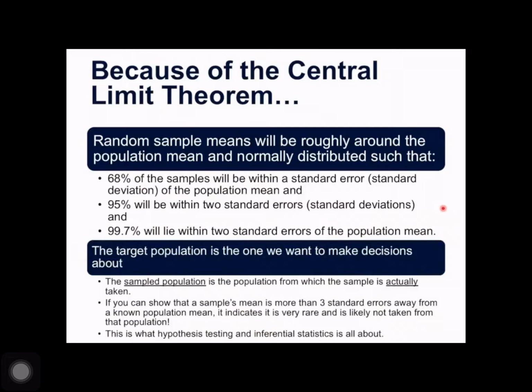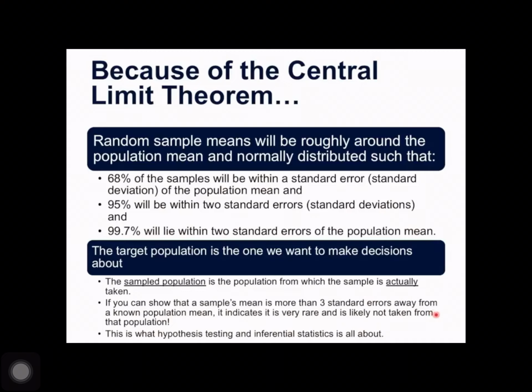The target population is the one about which we want to make the decisions. And so we sample that population, and what we're able to do is interpret the statistics in our sample, hopefully based on whatever the population is that it's actually taken from. And so we can compare our sample and interpret the population. We can show that if a sample's mean is more than 3 standard errors, 3 standard deviations, which should be this amount right here, away from the population mean, we know that it's very rare. It's not likely taken from that population, and that's exciting.